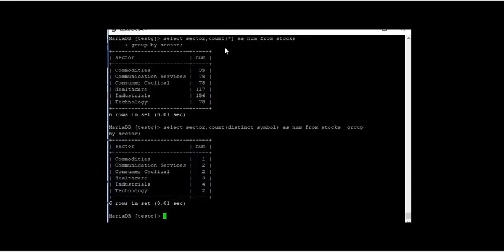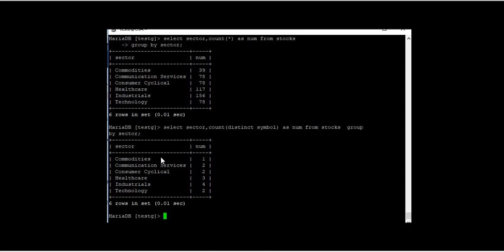We'll get back to that. Select sector, count as num from stocks, group by sector. Now we have over 500 pieces of data in there, so of course there's lots of different ones in here. That's not really very relevant to me right now. So let's go back and say select sector, count distinct symbol. That's what I really want to know, as num from stocks, grouped by sector.